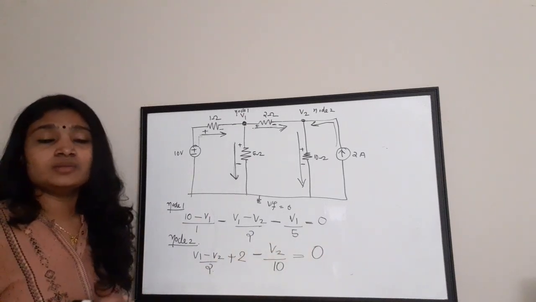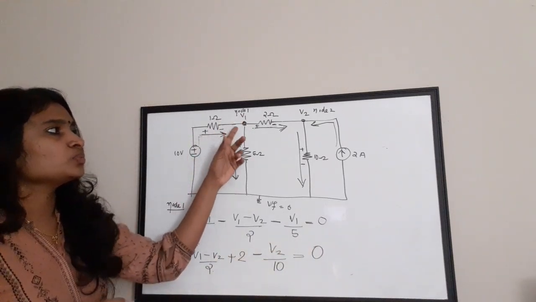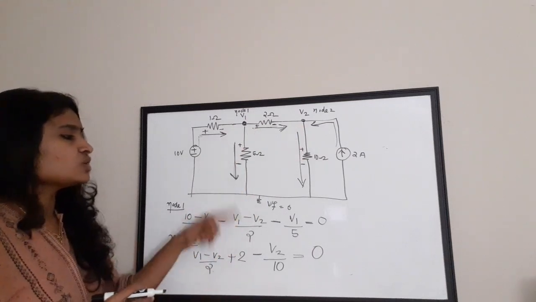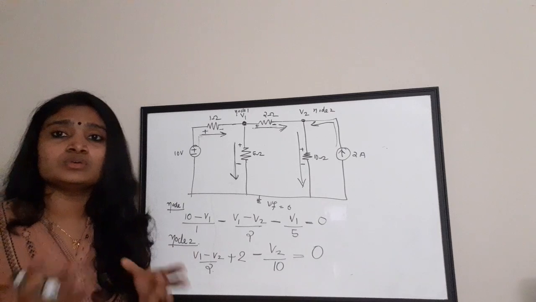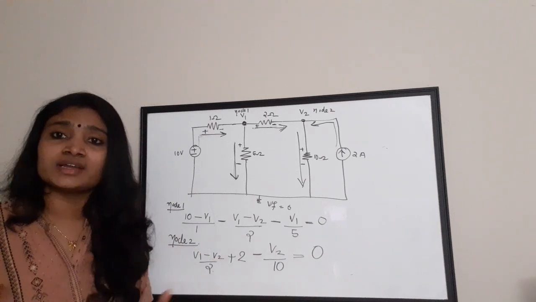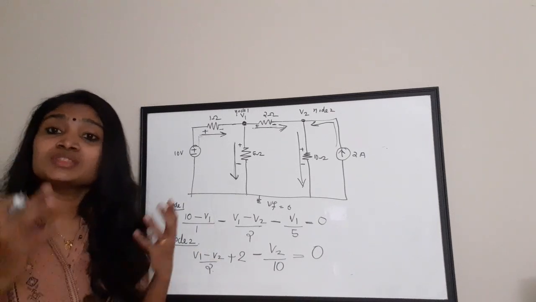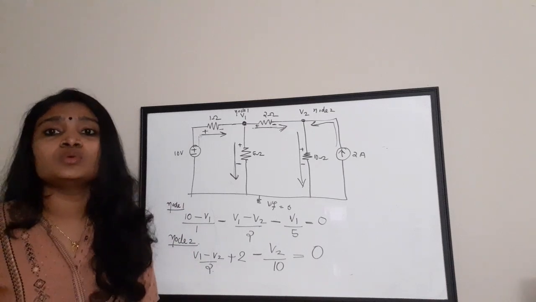So these are the nodal equations for node 1 and node 2. Now if you solve these two equations, you can obtain the values of V1 and V2. And also by using V1 and V2, you can find the current values also. So this is how you have to write the nodal equation.